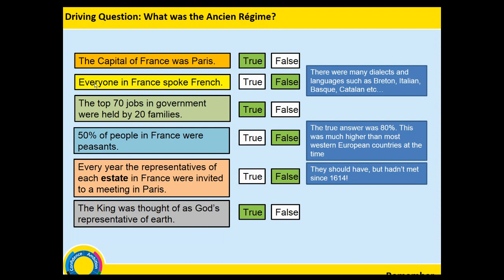Paris was and still is the capital of France and was its largest city. Paris was a similar size to London and operated as France's most important city.